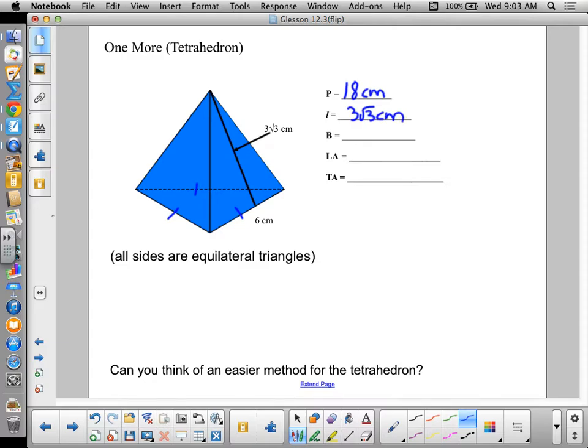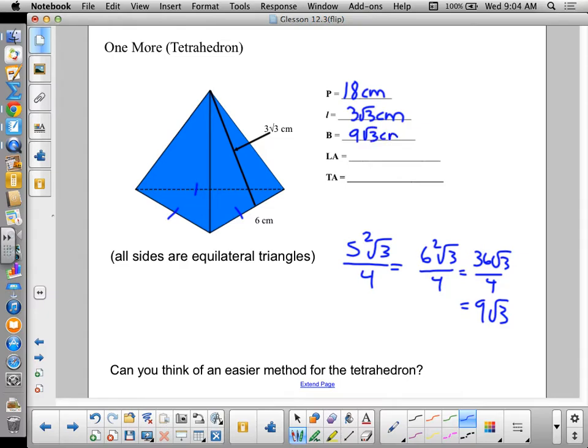My base area, now we got a little work to do. We have to remember our formula for an equilateral triangle. It's side squared root 3 over 4. So that's 6 squared root 3 over 4 is 36 root 3 over 4, which is 9 root 3. So my lateral area is going to be the perimeter of the base times my slant height divided by 2. 18 times 3 is 54, divided by 2 is 27 root 3 squared for my areas. And finally, 9 root 3 and 27 root 3 gives me 36 root 3 centimeters squared. We have our total surface area.